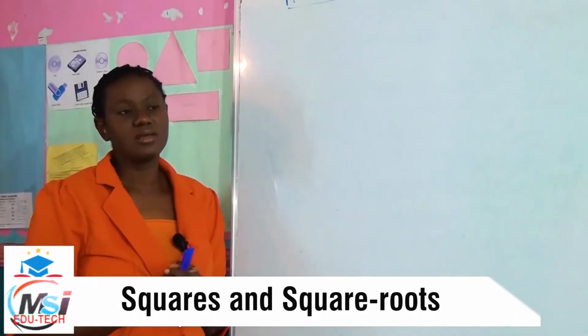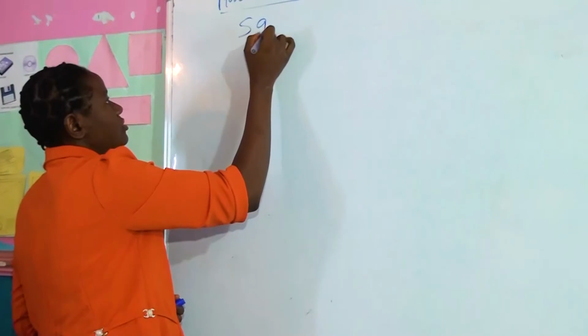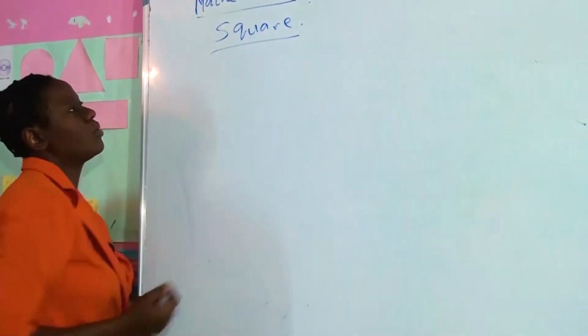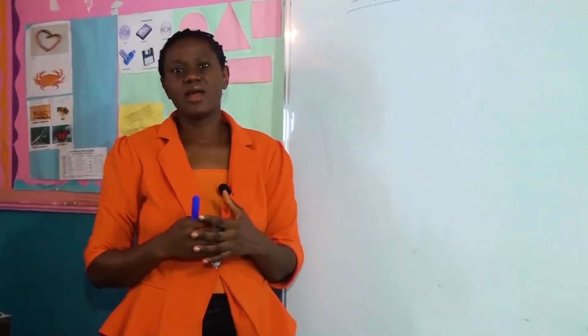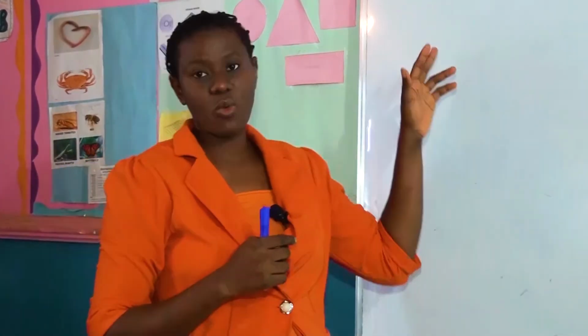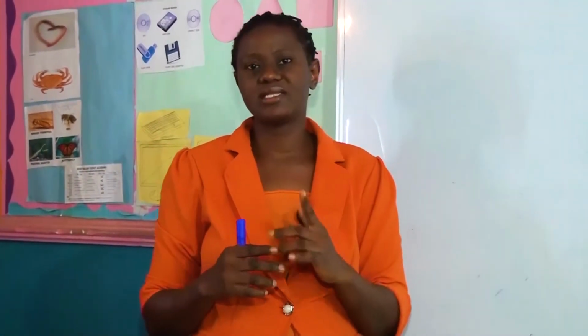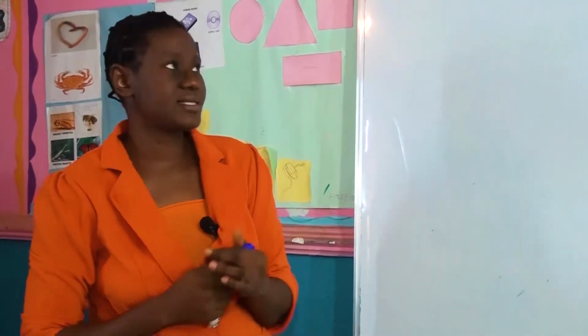Now we move on to squares and square roots. Let's treat squares first. Now, a square is a number you obtain when you multiply a number by itself. A square is a number obtained by multiplying a given number by itself. Let's take some examples.